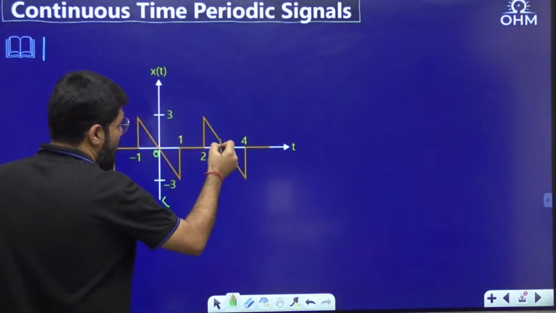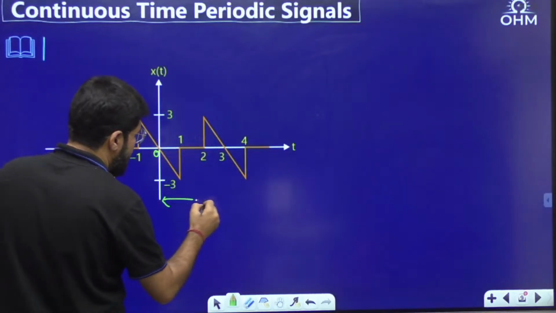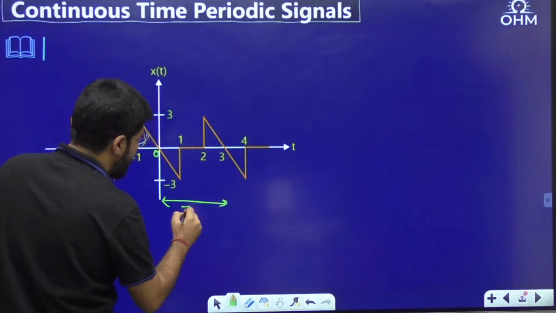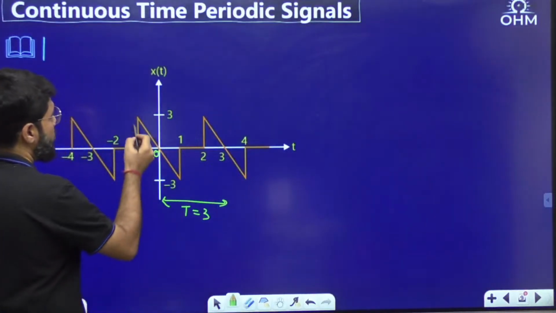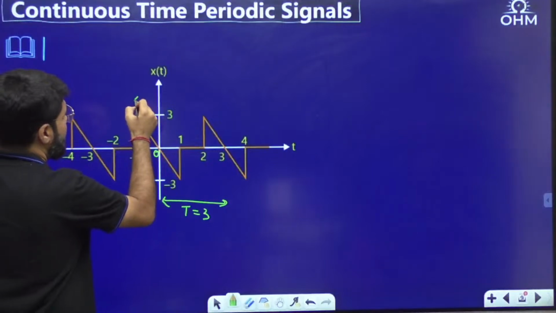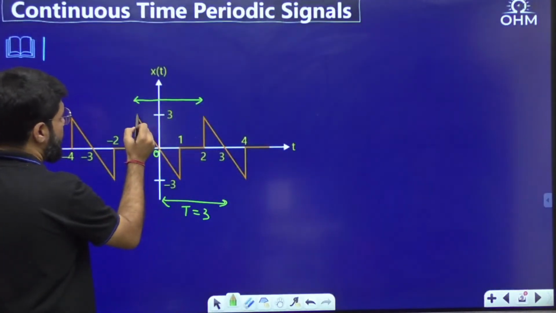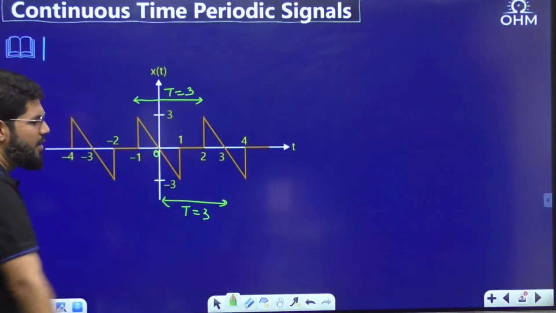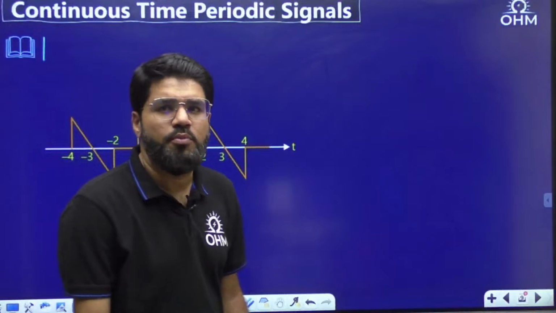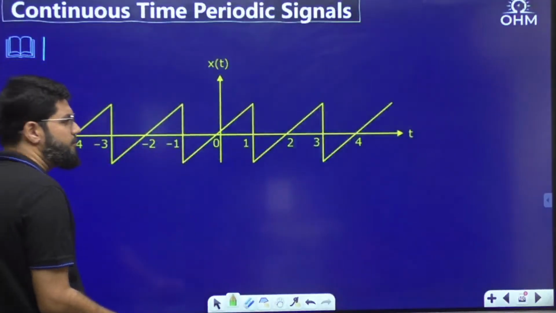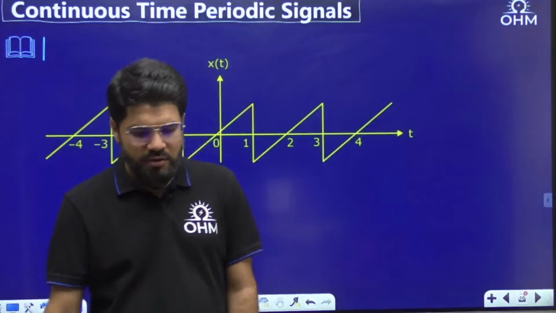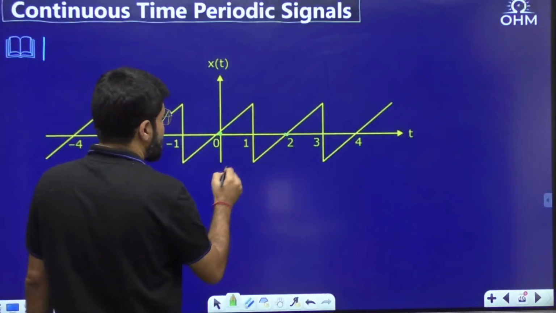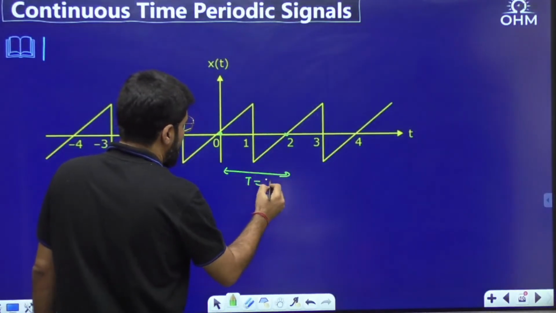Like here again, if you take t equal to 0 and t equal to 3, this is the center of the decreasing line of the triangle, and from this 0 up to 3 is equal to the time period. Or you can measure from the positive spike to the next positive spike, minus 1 to 2. How much is the gap? Still 3. So between any two similar-looking points, you can measure the time period. This is a sawtooth waveform, very important once you go to the power discussions. This is one center, this is the next center, and the time period would be 2.